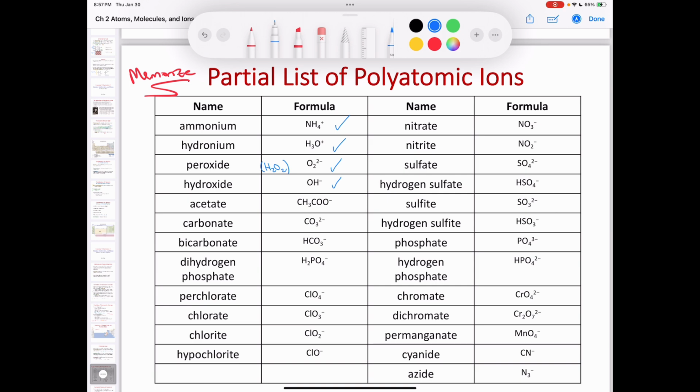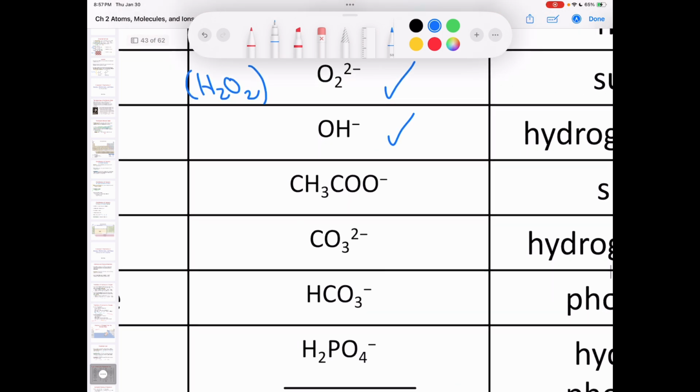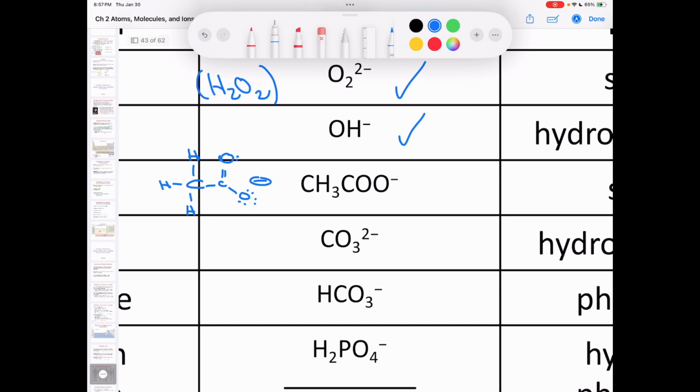If you have CH3COO minus, notice they're showing you it's bound together this way. You have a carbon that has 3 hydrogens bound to it. Then you have a carbon that has a double bond to oxygen, and then a single bond to oxygen like this, and it has a negative charge like that. So that's what an acetate ion is. Sometimes you'll see it written like C2H3O2 minus, and that's okay. But normally, Mr. Dion likes to draw it this way.